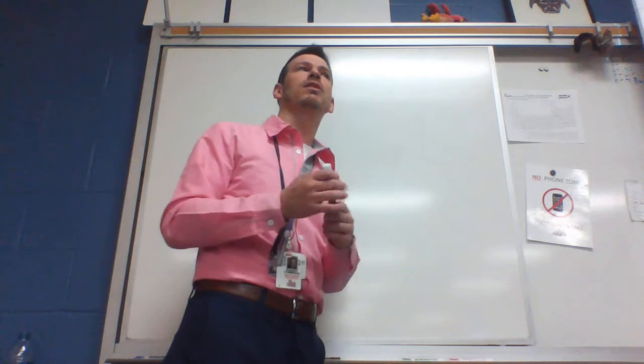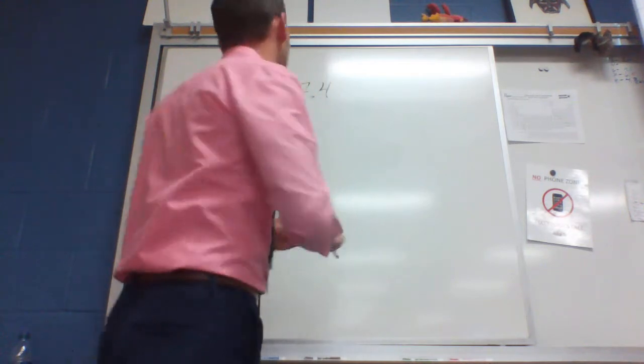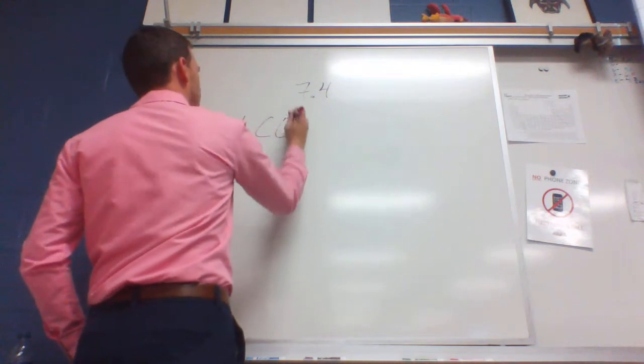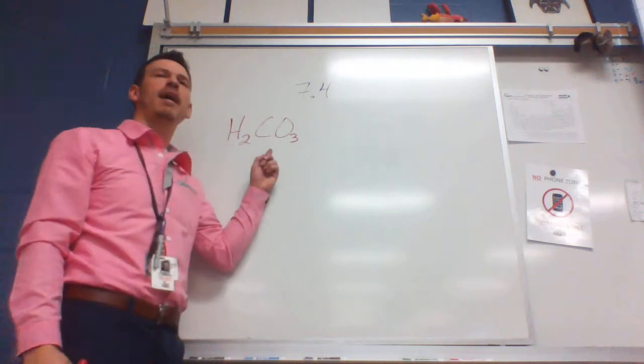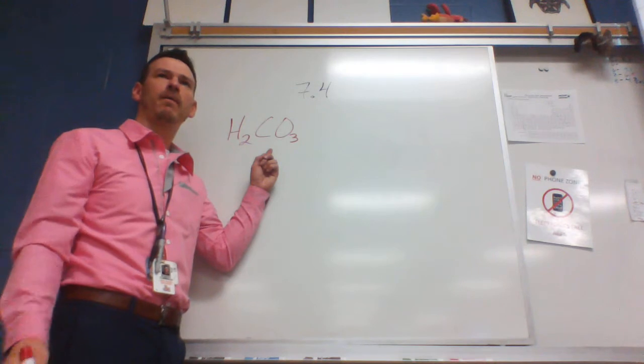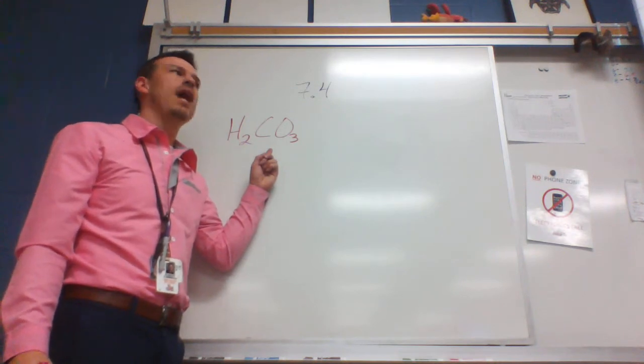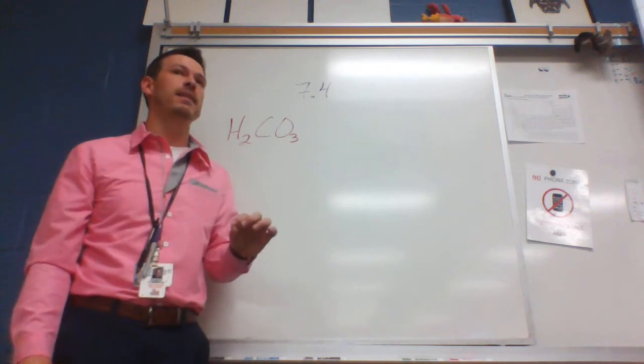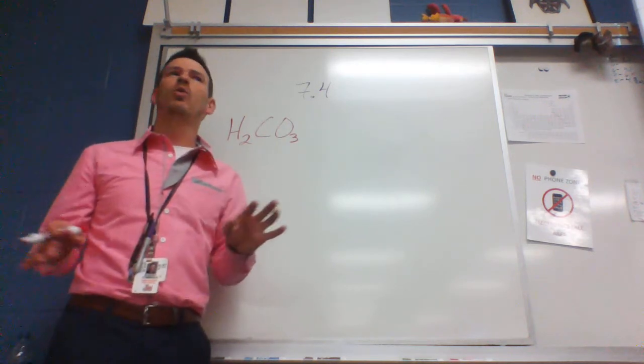Here's the way it works. In your bloodstream, you have carbonic acid, H2CO3. Is that a strong acid or a weak acid? It's weak. Now, it turns out that buffers only work with weak species. Buffers don't work with the strong species.